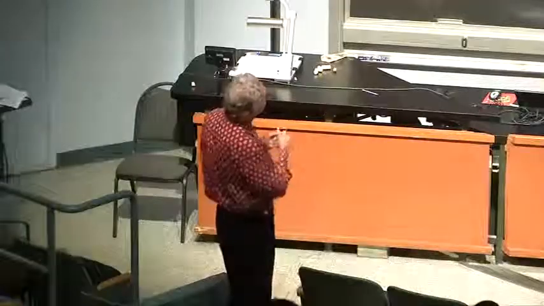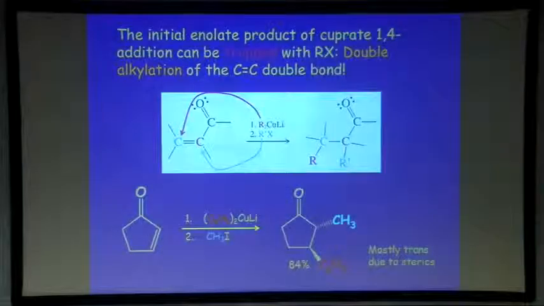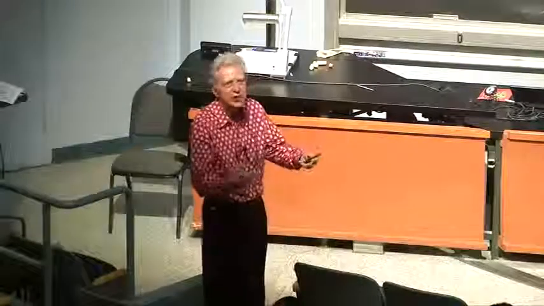And so in the general scheme, what this allows you to do is start with an alpha-beta unsaturated carbonyl compound and add 2 different alkyl groups across the CC double bond. That's a spectacular reaction, which you haven't seen up until now. Okay? In terms of ease of procedure and increase of complexity of your products compared to the starting material.